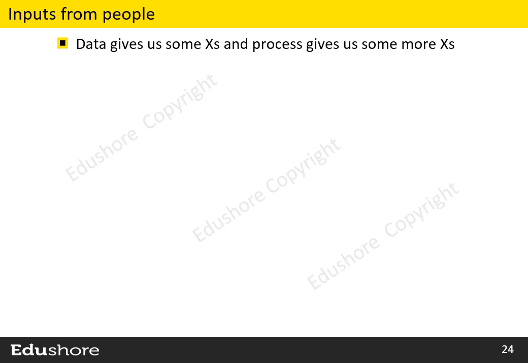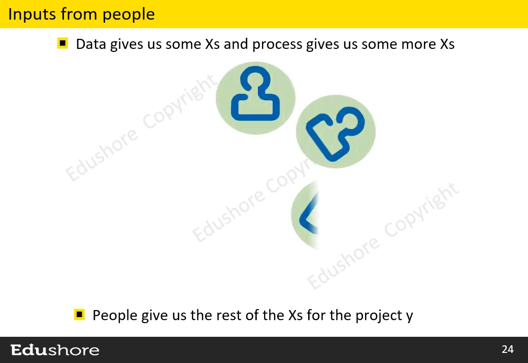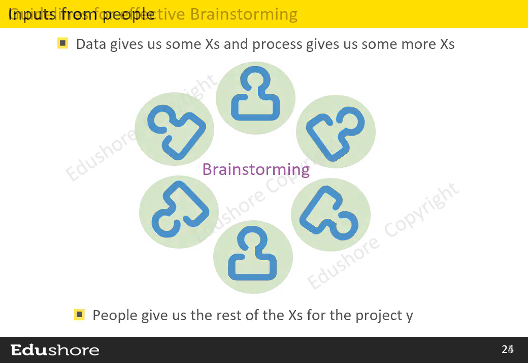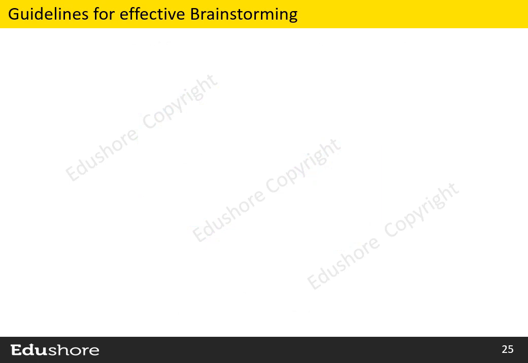We have seen that the data gives us some root causes, the process gives us some more root causes, and we get the rest of the root causes for the project Y from people through brainstorming. Let us look at the guidelines for effective brainstorming.